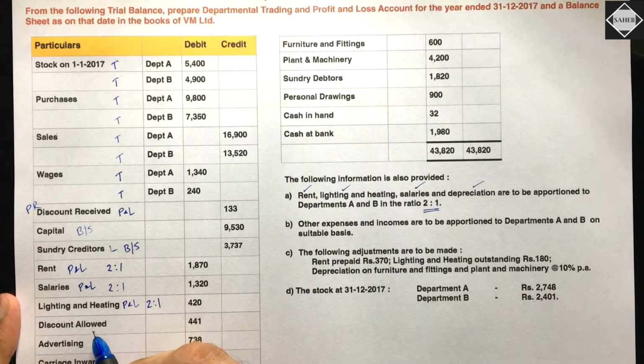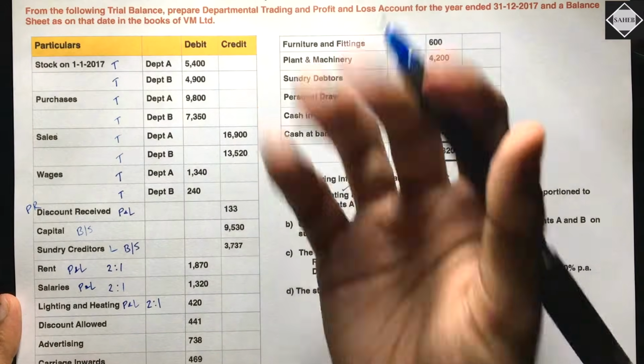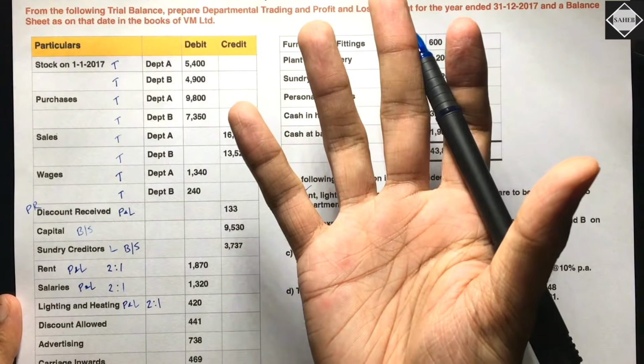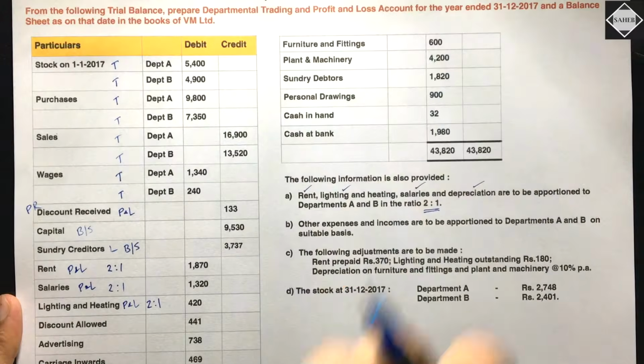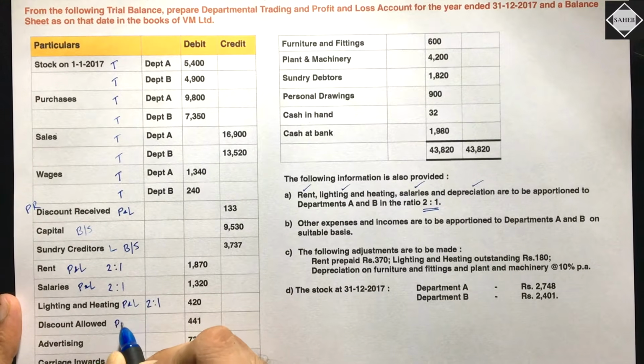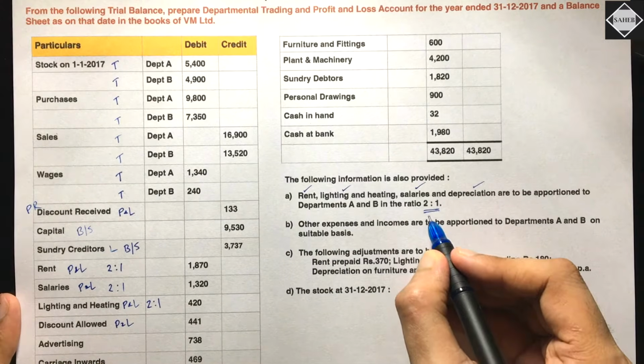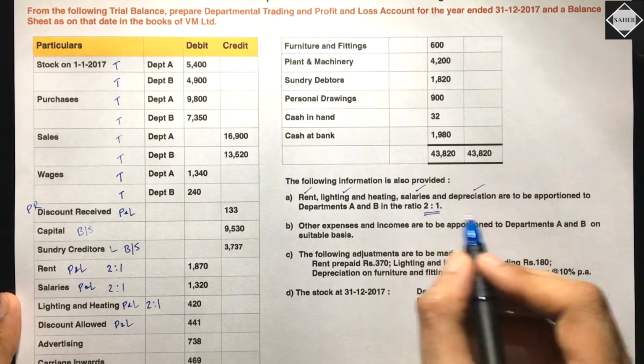Then we have discount allowed. Discount allowed means what? We are giving the discount. If we are giving the discount, then we are giving it to customers to whom we have sold the goods, right? So this is an indirect expense. It's an expense, it will go in P&L. Now which ratio? Can we take 2:1? No. The adjustment didn't say discount allowed.